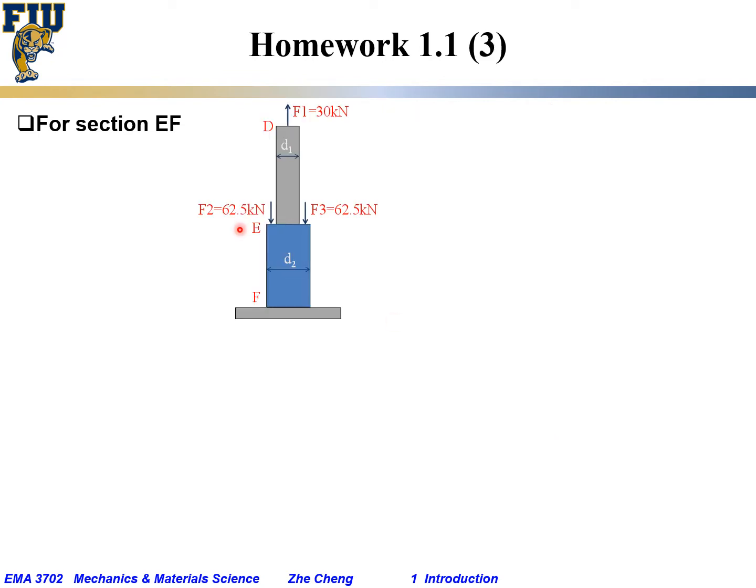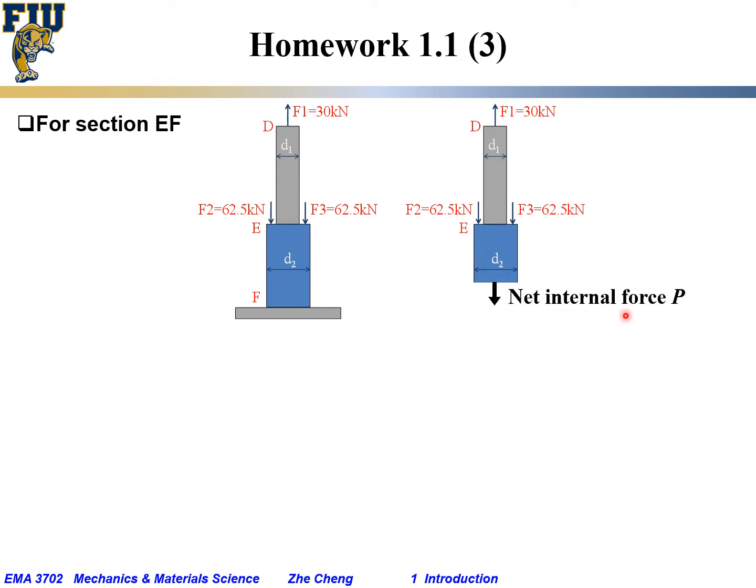Then for section EF at the bottom, it is slightly more complex. I still borrow the schematic here and make an arbitrary cut here between E and F. Okay, so we still have at the top F1 pointing upward 30 kilonewton, and then F2 and F3 in a plane of symmetry, both going down 62.5 kilonewton for each of them. So is it all? Of course not, because these forces would not be balanced. As a result, we would need an internal force at the cross-section where we made the cut. And here we would have a so-called net internal force P, which balances F1, F2, and F3.